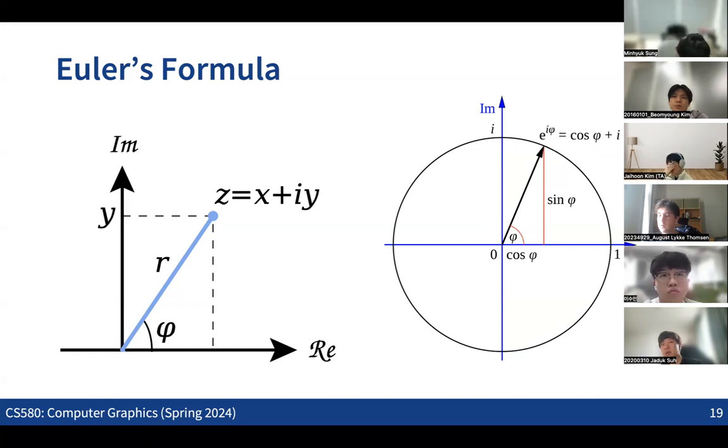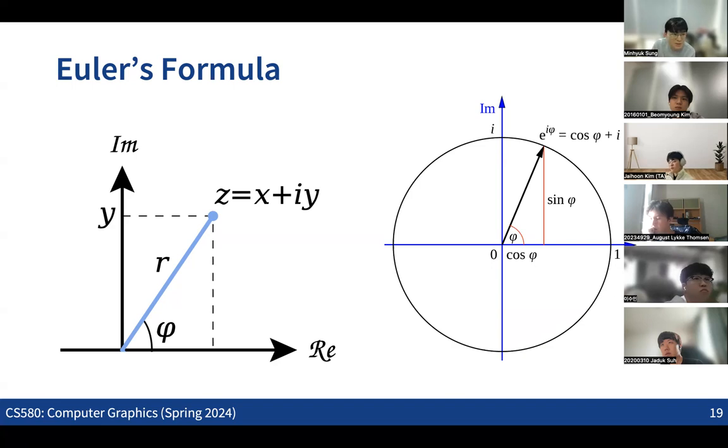And what Euler's formula says is that this complex number, cosine phi plus i sine phi, can actually have this exponential form. So these two are exactly the same. It's the interesting part that this complex number represented with trigonometric functions can be rewritten in exponential form. I guess most of you learned this in some of your math courses before, right? So these are Euler's formula.